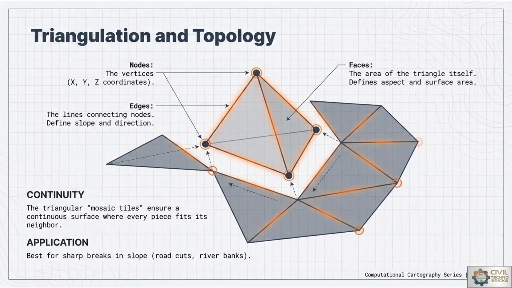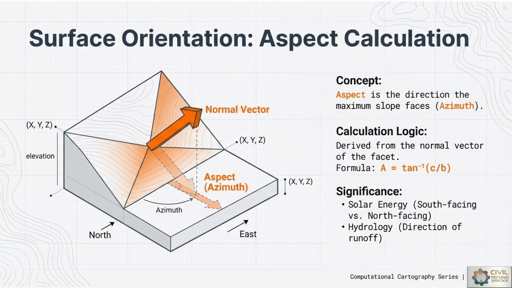When we import survey points from a total station into GIS or CAD software, this is the process that skins those points into a solid surface. It is a gold standard for high precision site designing. Surface orientation, that is aspect calculation.